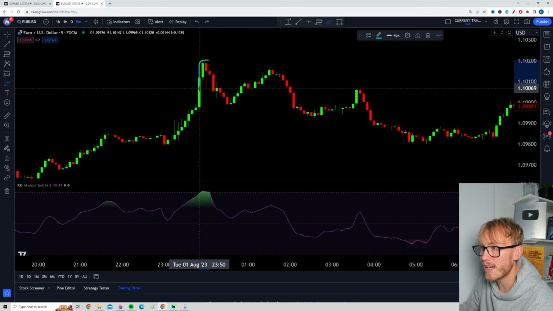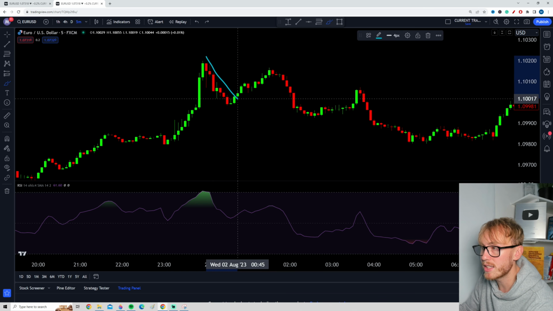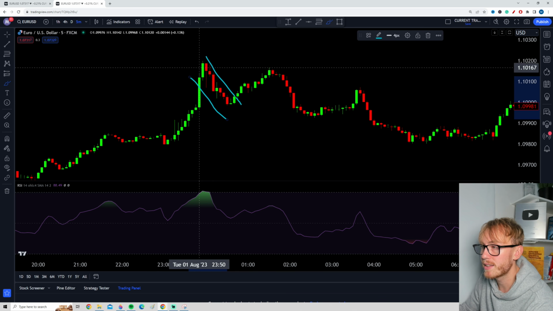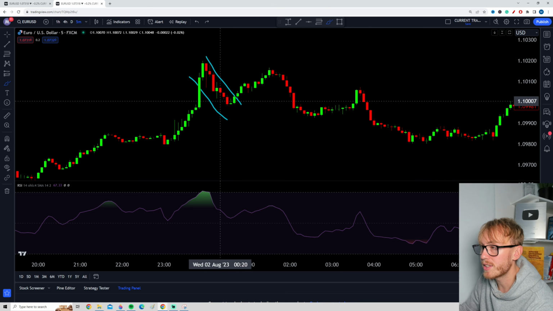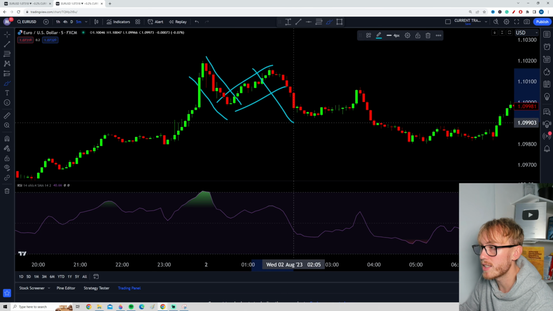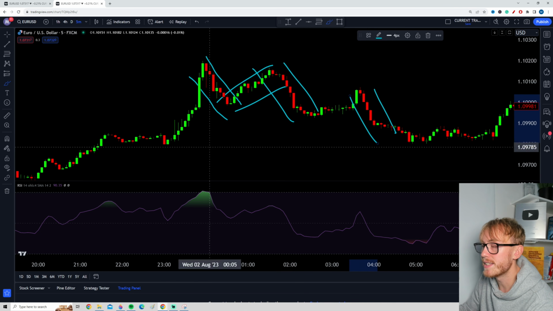And as you can see, this hanging man right here was actually the beginning here of a pullback, and this pullback right here marked the end of this rally. You can see it was actually the beginning of the next downtrend here.